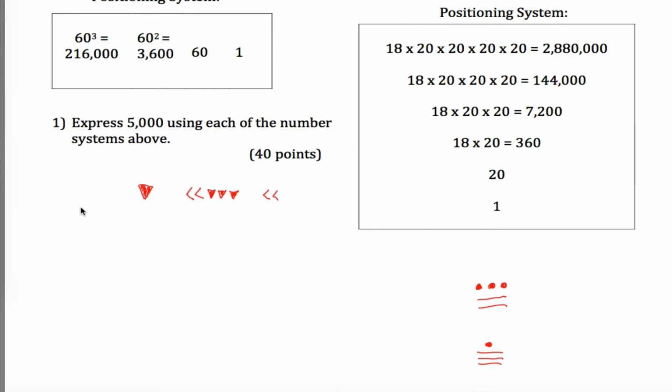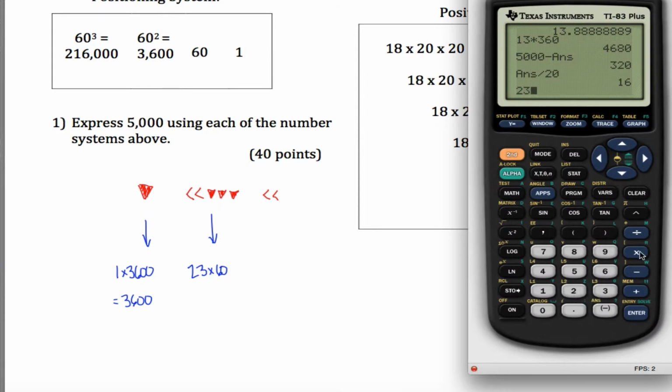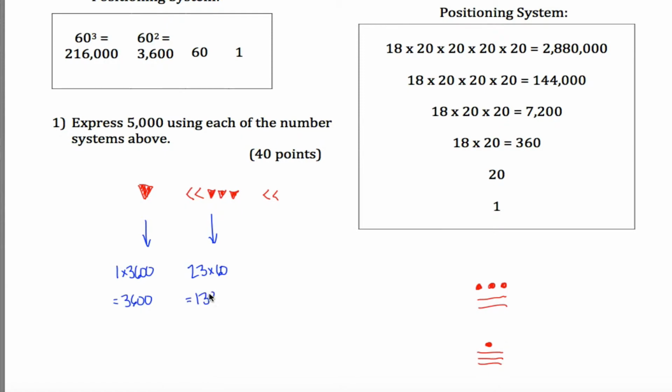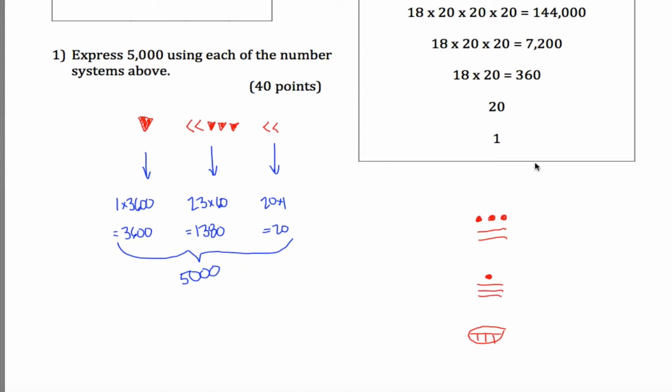Maybe to detail my work a little bit here, I can even say that this right here represented 1 times 3,600, which equals 3,600. And then this right here represents 23 times 60, which I don't remember what that was equal to. I'll plug it in real quick to figure out it was 1,380. And then this right here represented 20, which is just 20. And if you sum these guys up, you get the 5,000. So you don't need to show this. This is just me trying to show my work for your benefit maybe.